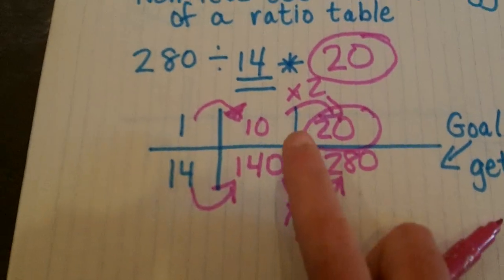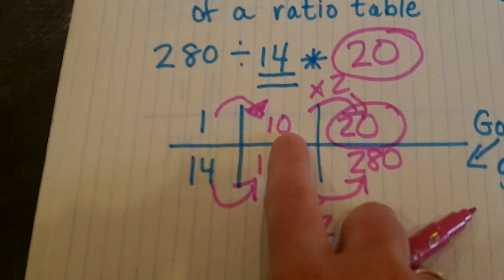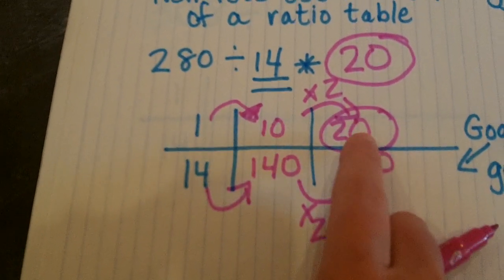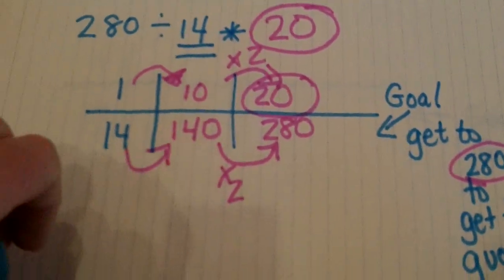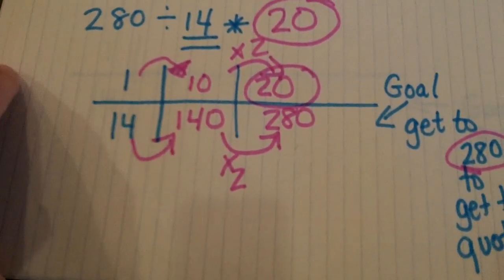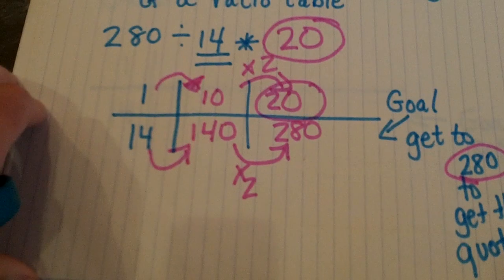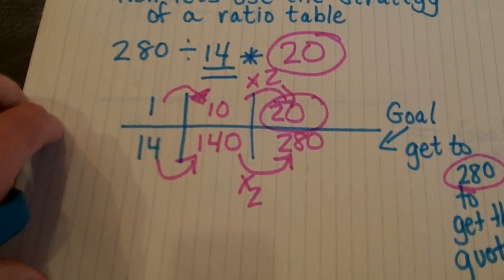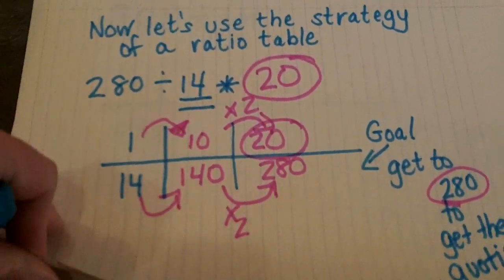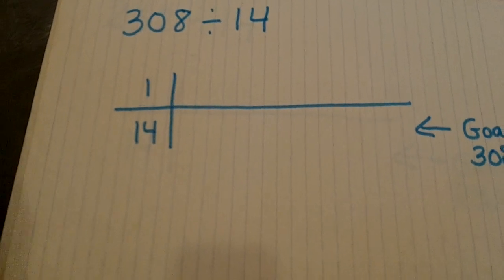Some of you might have gone by 1 to 2 to 20. That could be an also pretty good solution as well. Probably more than 3 steps is probably a little bit too much to take in this ratio table. All right, let's try another one.